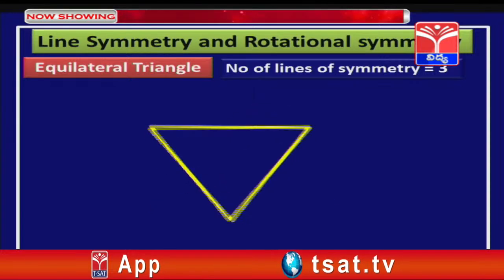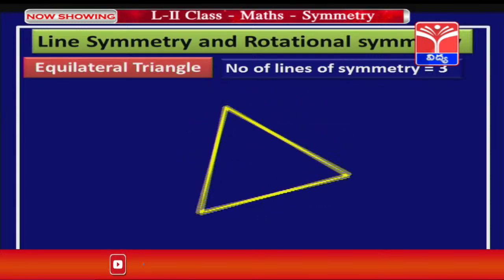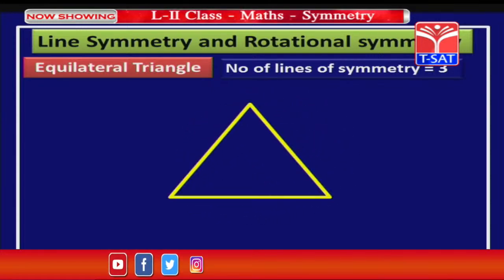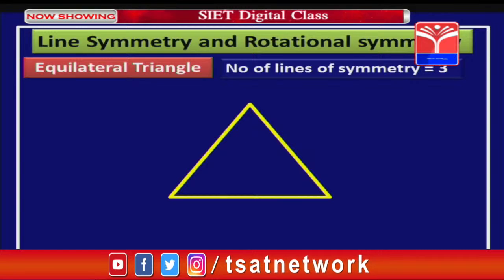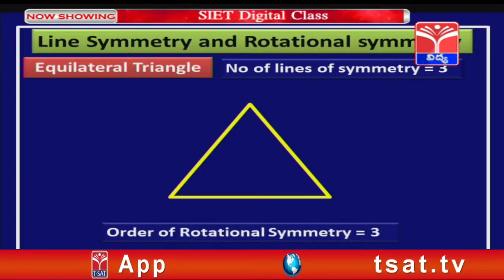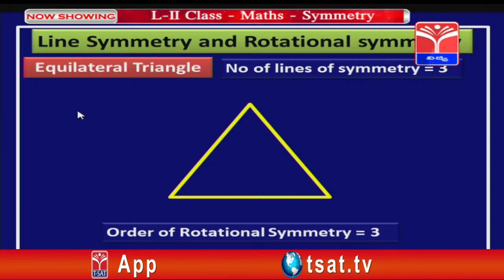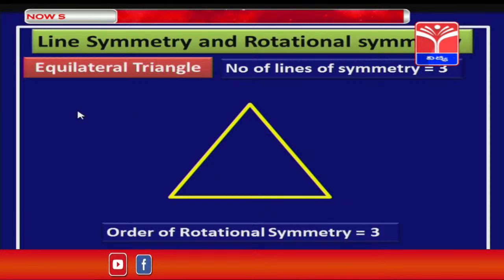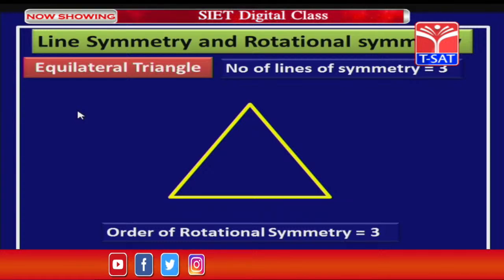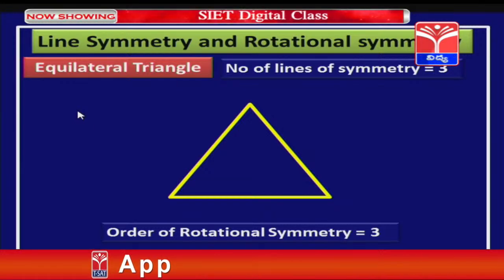Now, if I rotate this equilateral triangle through 360 degrees, I got it thrice. It looks same as what we have taken. How many times children? 3 times. So, the order of rotational symmetry is 3. That means, a figure can have line symmetry as well as rotational symmetry also. Got it children? But it is not necessary that every figure will have rotational symmetry as well as line symmetry. That you need to remember, children.